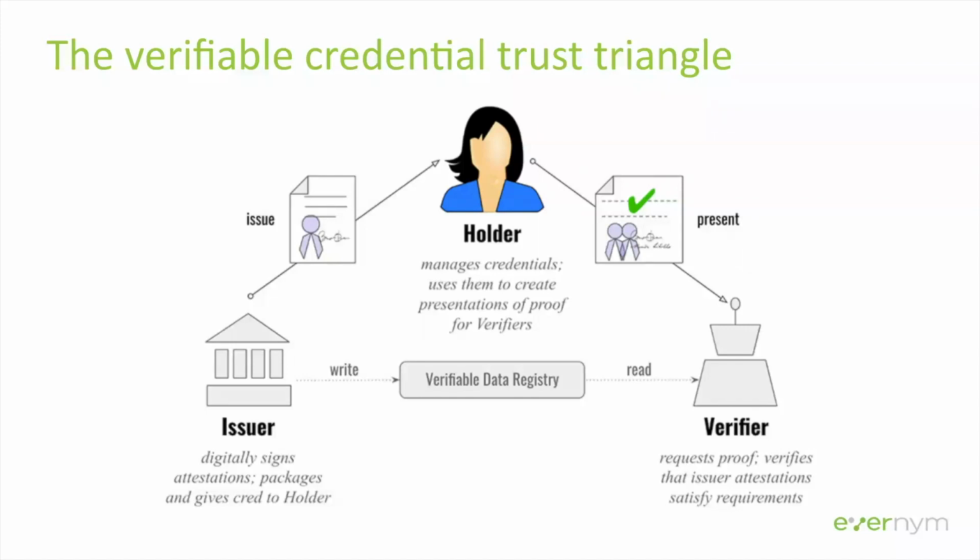But credentials are generated by an issuer and sent to the holder. The holder then turns around and presents proof. And in the middle at the bottom of the triangle is this thing called the verifiable data registry, which is where blockchain comes into the problem domain.